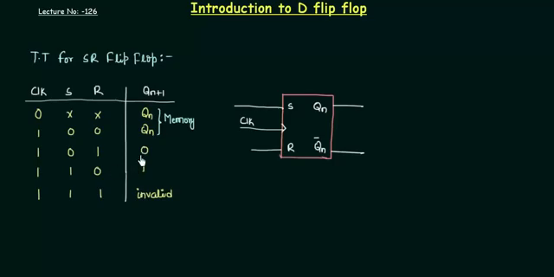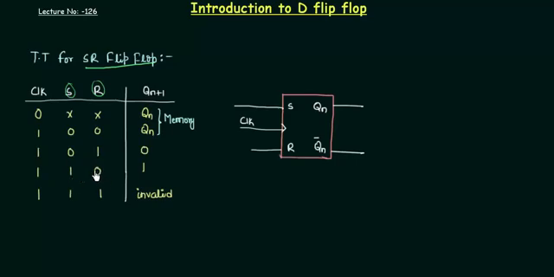You can see if I want to store 0, then I have to give 0 1, and if I want to store 1, then I have to give 1 0 as the input. My S will be 0, my R will be 1, then I have 0 stored in my SR flip-flop. If my S is 1, R is 0, then I have 1 stored in my SR flip-flop. Now you can see a very interesting thing, that this S and R are always complement to each other. When S is 0, R is 1, and when S is 1, R is 0.